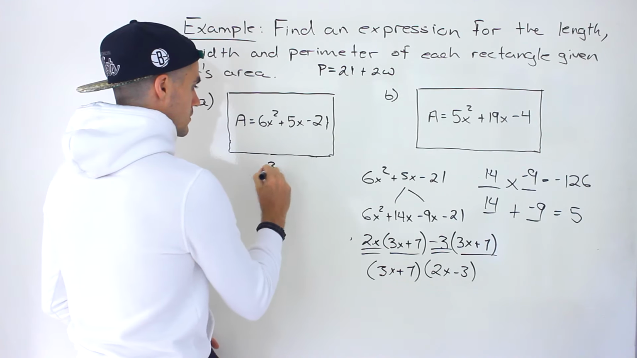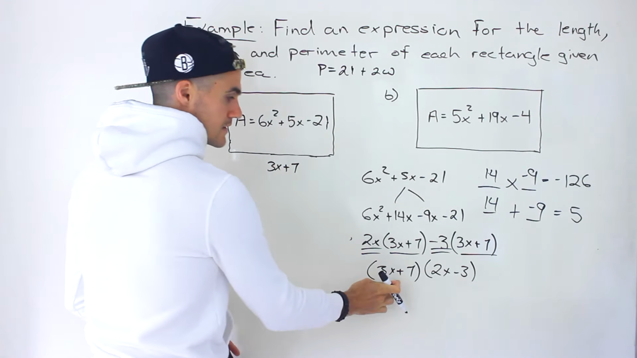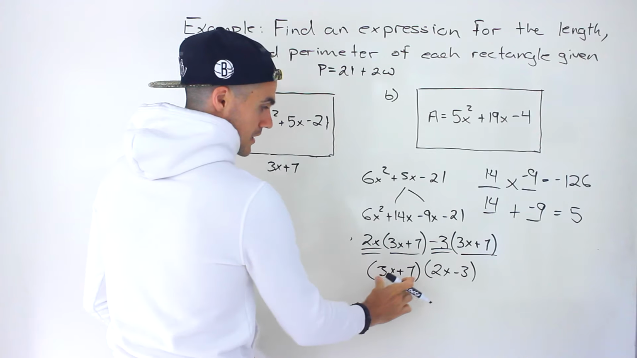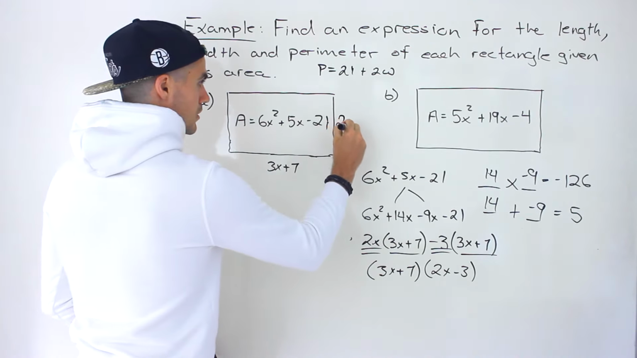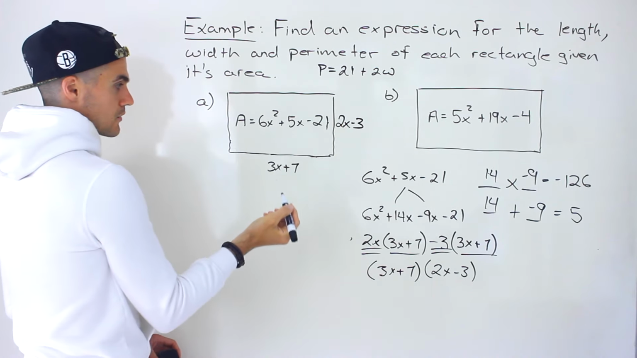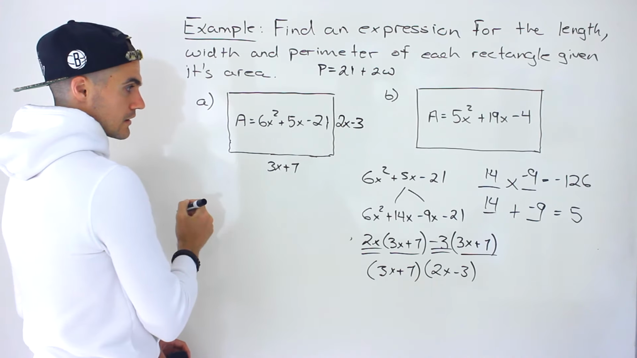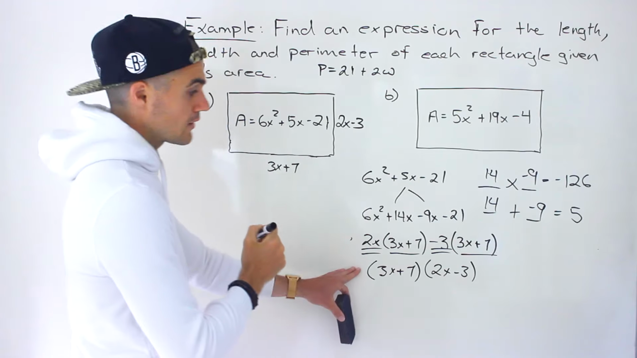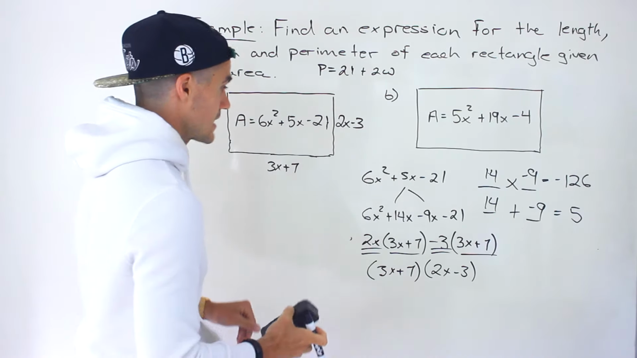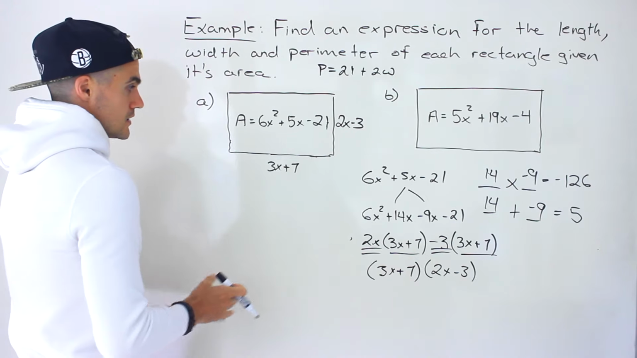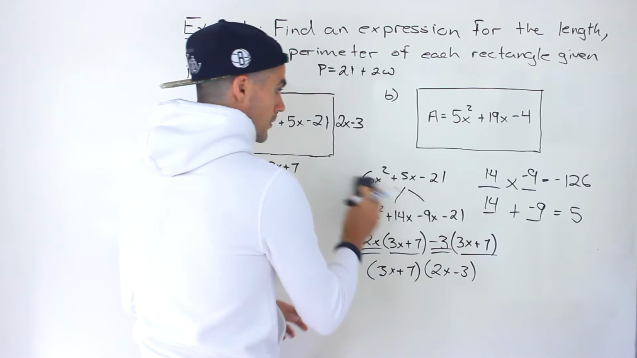Again, it doesn't matter. You can make this the width, this the length. I'm going to make this the length, this the width. They're interchangeable. But just to make sense with our diagram, I'm going to label them like that. You could also check your answer as usual. You could expand these, make sure that you get that same area expression. So length, width, we're done that part of the question.